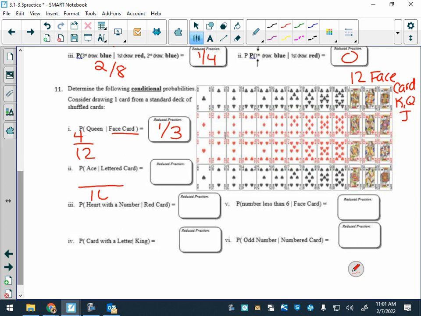16. King, queen, jack, and ace are all lettered cards. Out of those lettered cards, how many of them are aces? 4. 4. Okay?